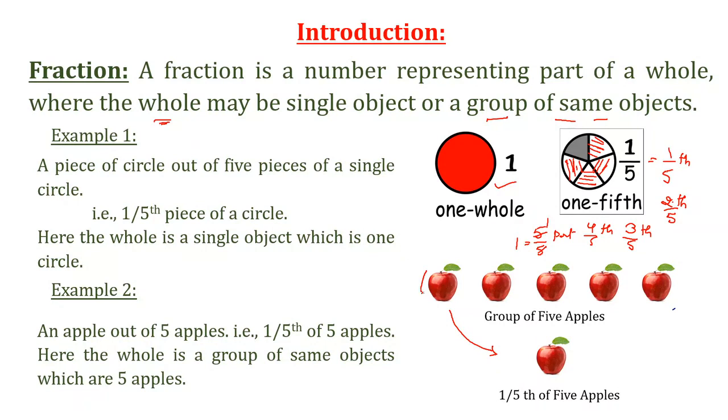If I take 2 apples instead of 1, these 2 apples are 2/5 out of 5 apples. If I take 3 apples out of 5 apples, then we can write it as the fraction 3/5 of 5 apples. So like that you can find the fraction by using a single object as the one whole, or a group of same objects as a whole. Okay.